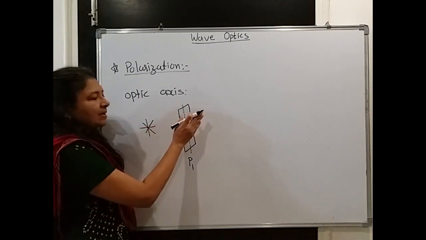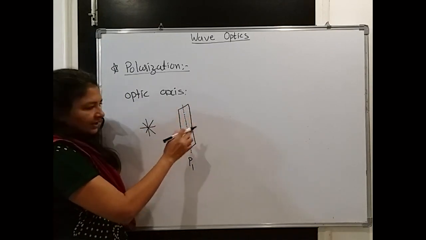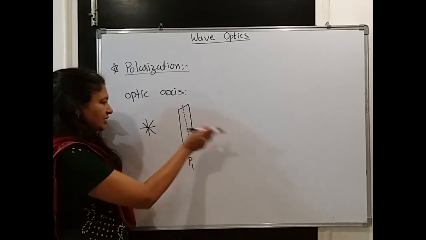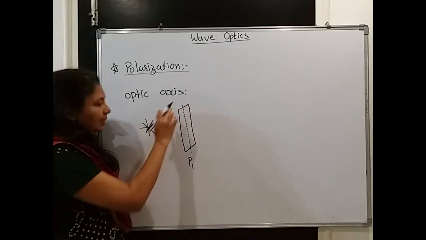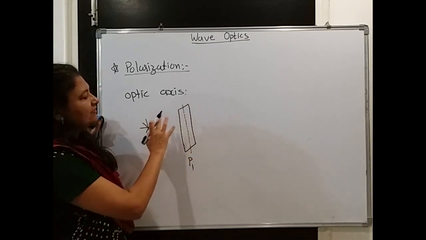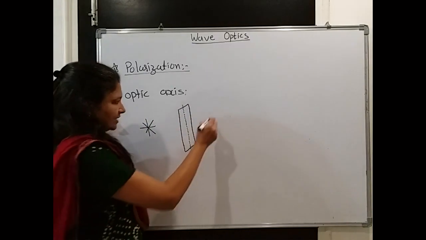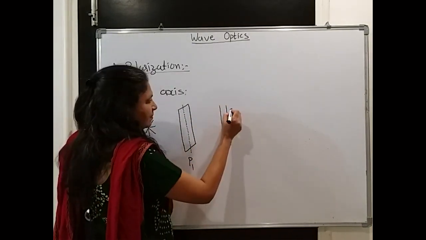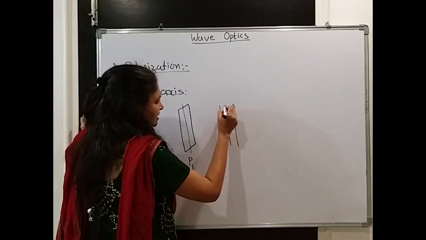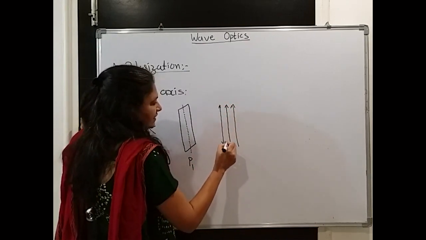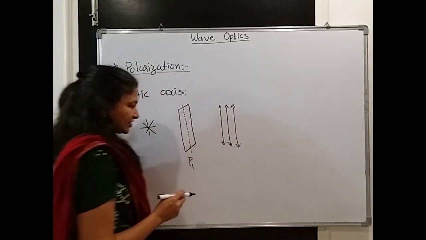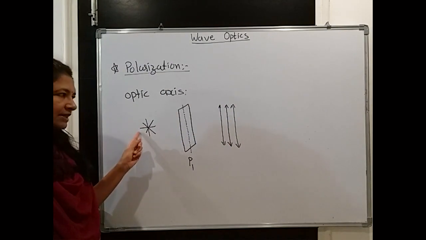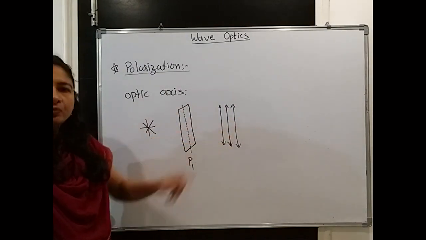So, what will happen? When this light passes through it, all the E vectors which are parallel to this optic axis, they can pass through it, and the E vectors which are perpendicular to this optic axis, they will be absorbed by this polarizer. So, I will have only the E vectors which are parallel to it. So now all E vectors are in same direction. That means this is my polarized light, this was unpolarized light, it gets converted into polarized light.